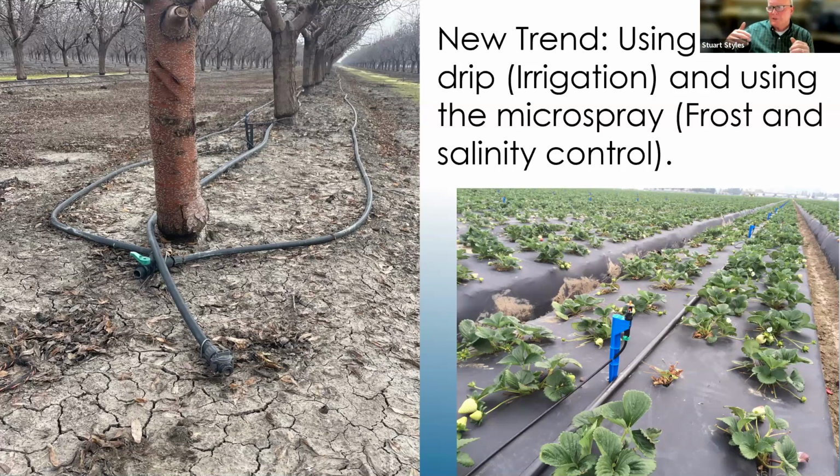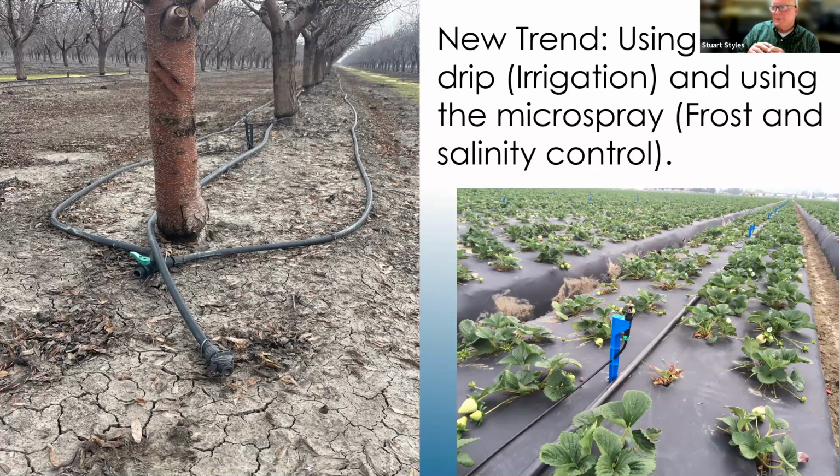And the microspray has 3 functions. It works for salinity control, helps push salt down away from the plants. It also gives you some frost control protection. And then the third thing that it does is it helps with mites. They found that it gives you some pest control. So what I'm hearing is these dual and these tri and now these quad systems.